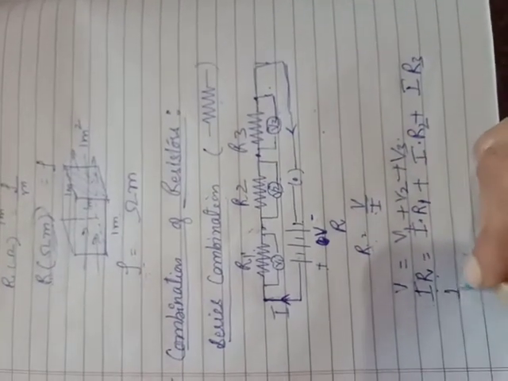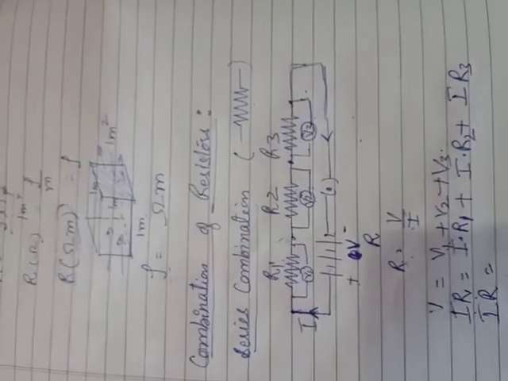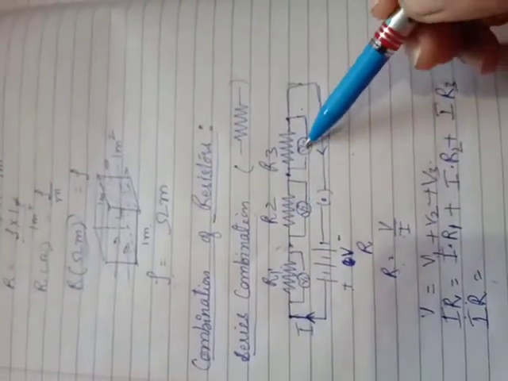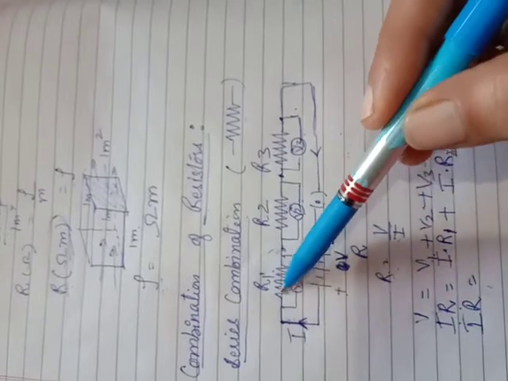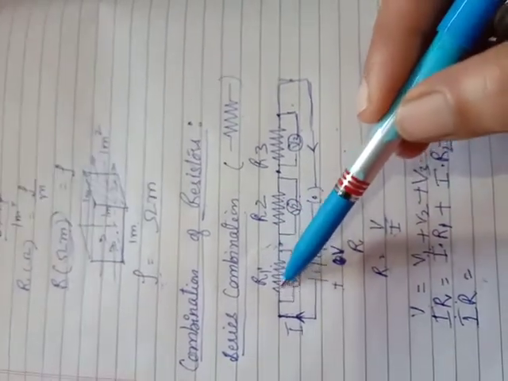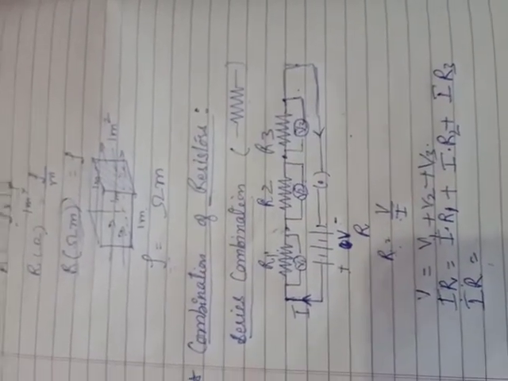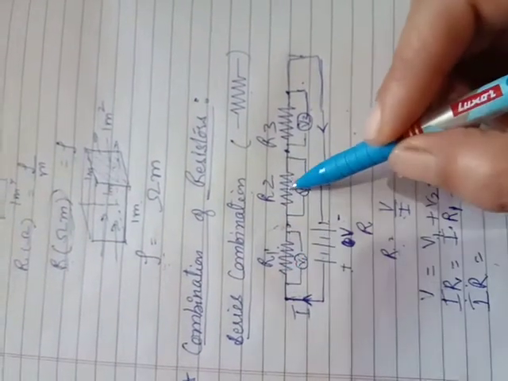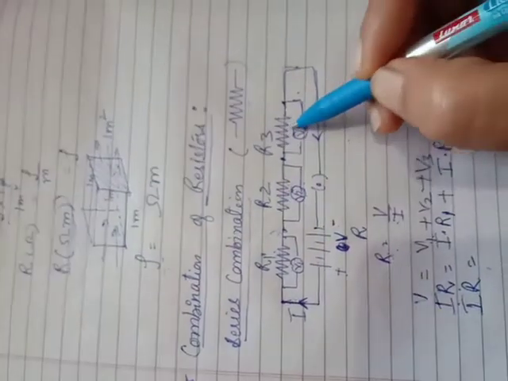From here, one thing we have to keep in mind is that whenever we want to find V1, V2, V3, we multiply the current that flows through the resistor with the resistance of that resistor. So similarly, V2 will be equal to I into R2, and V3 will be equal to I into R3.